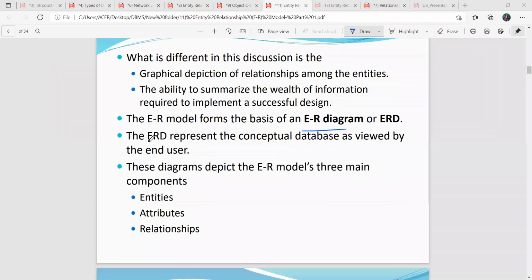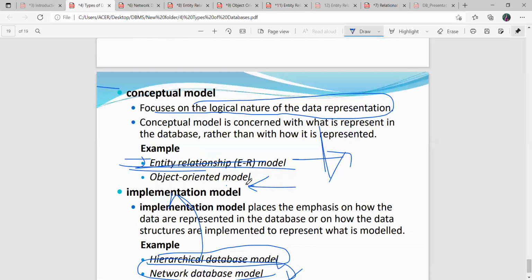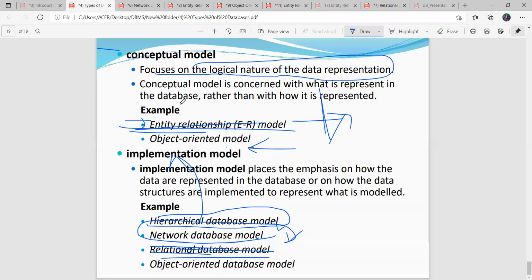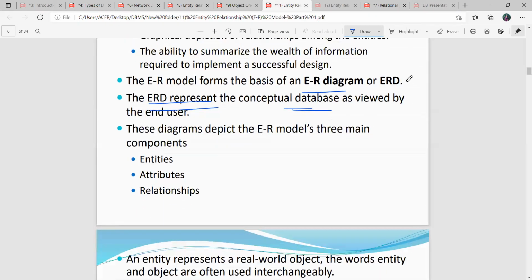Okay, so this ER diagram represents the conceptual database as viewed by the end user. We already discussed this. In the conceptual model, we only discuss what is represented in the database rather than how it is represented. Now we are going to discuss the ER diagram.